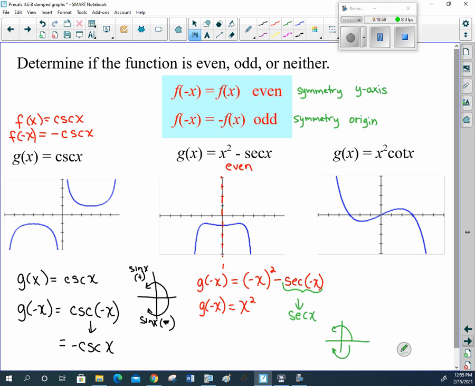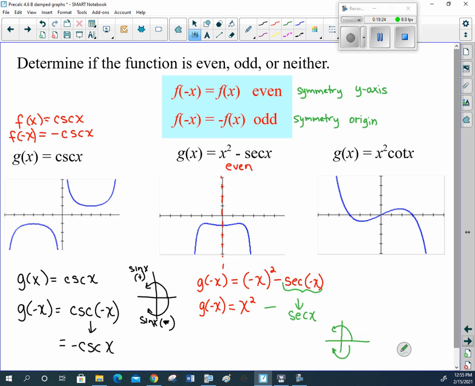It doesn't change. Even though I don't have a number value for this angle that I've drawn, I ended up in the second and the third quadrant. The cosine in the second quadrant is negative, and the cosine in the third quadrant is negative, so they end up always being the same. So secant of a negative x is the same thing as secant of x. That's your even and odd identities.